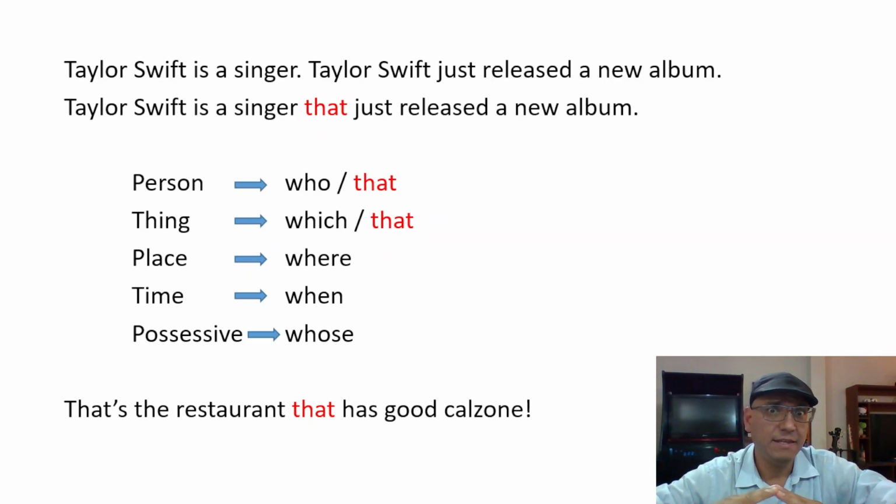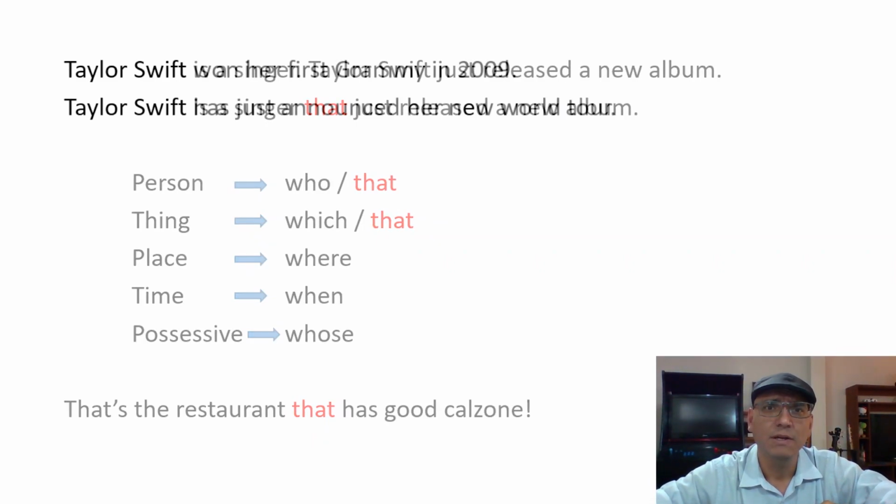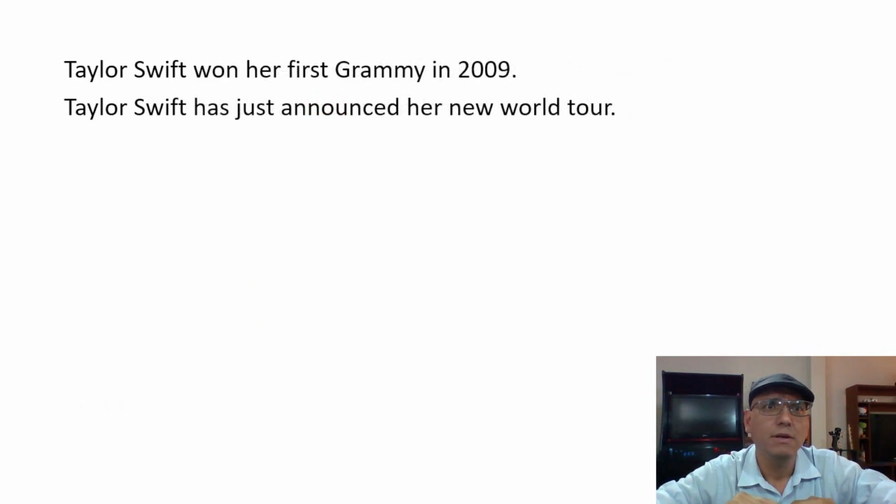Okay, it doesn't end there. We're gonna look at something else. Those relative clauses were at a B1 level, but now let's look at something called non-defining clauses. Let's go back over here. We're gonna use Taylor Swift as our example throughout this class. Taylor Swift won her first Grammy in 2009. We got a sentence there, followed by Taylor Swift has just announced her new world tour. At the time of this recording, yes, she has announced a new world tour.